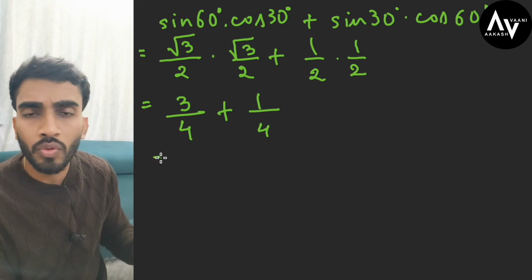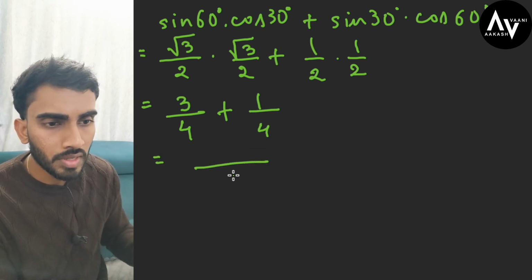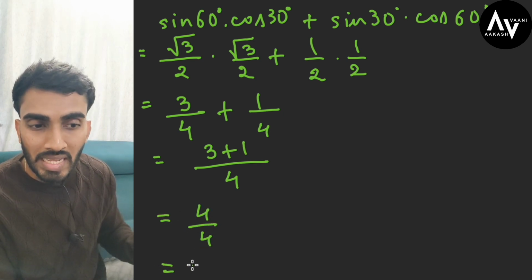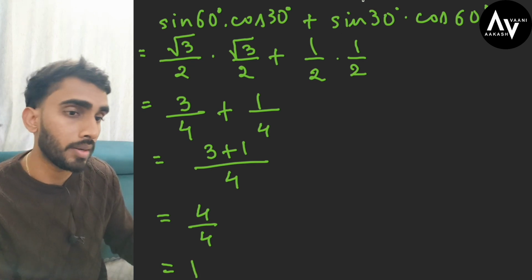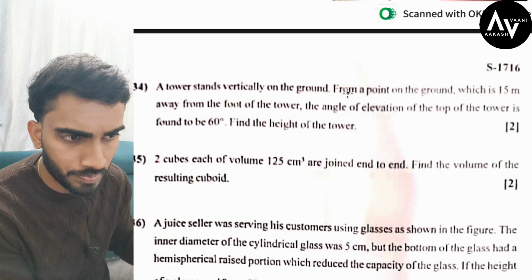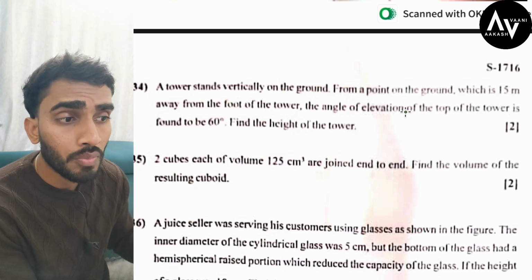As the denominator 4 is same for both, it will come in common, and in the numerator we will solve 3 plus 1. As a result, we get 4 upon 4, and 4 upon 4 gets cancelled, and we get the answer 1.